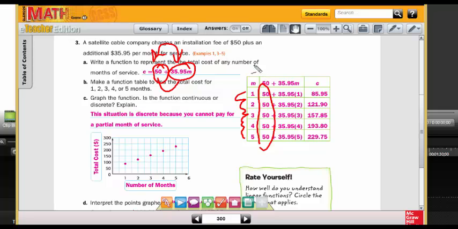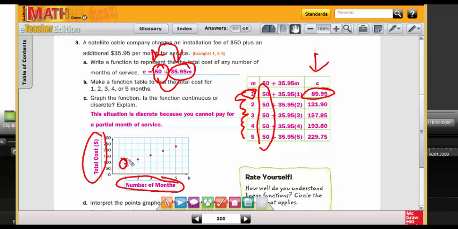Well, our input was months, so that has to go on the x-axis, and our output was cost in dollars, that has to go on the y-axis. So when we start plotting this, we're going to plot 1 and 85.95. 1, 85.95 is right here. Just randomly, I'll pick up another couple of points. We're going to plot 3 and 157.85, and 5 and 229.75. 5 and up to 229 would be right about here. So there we go.